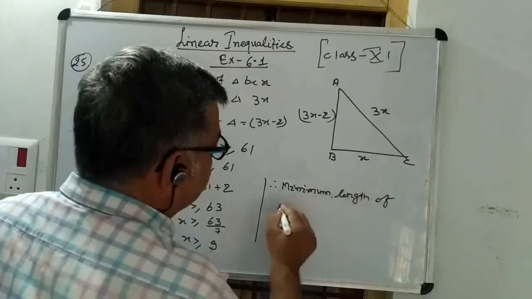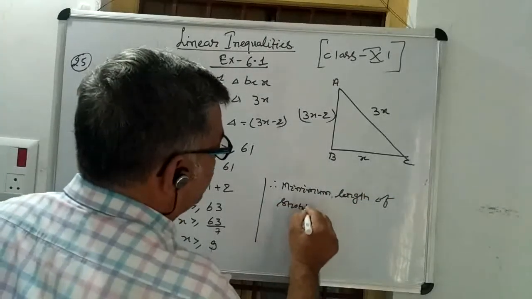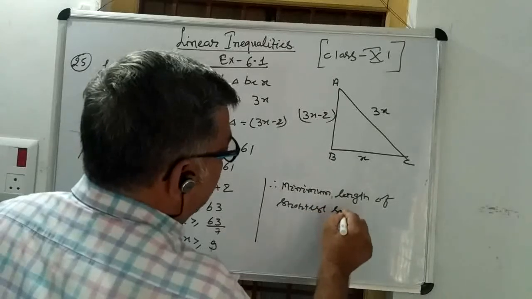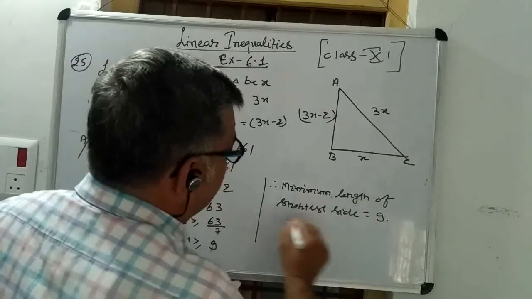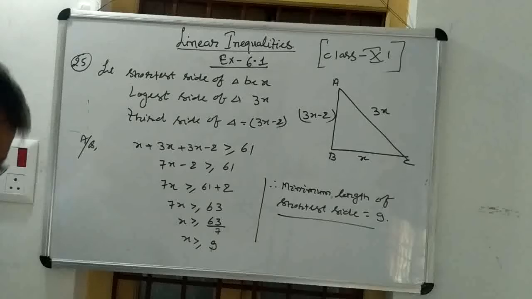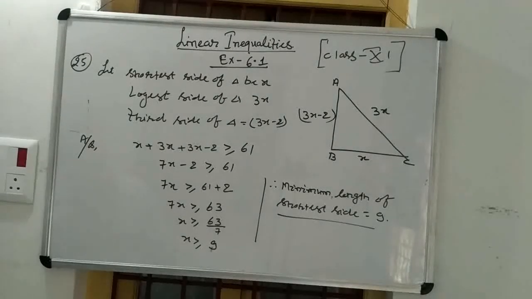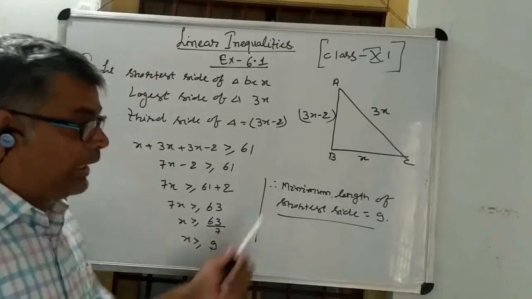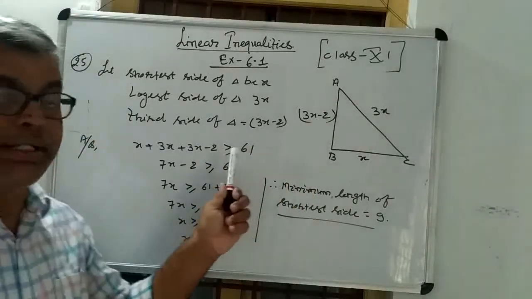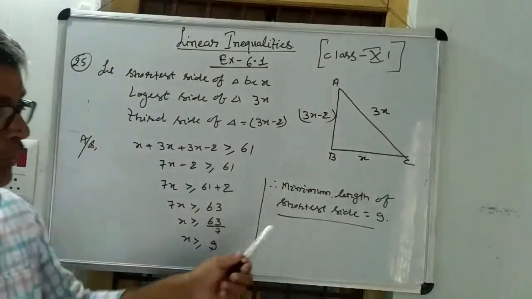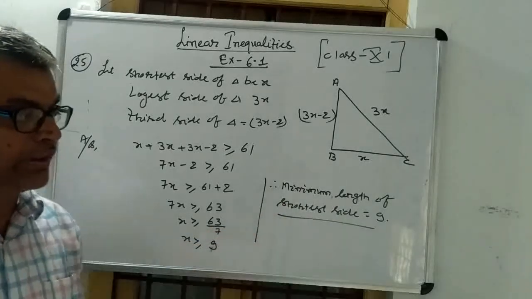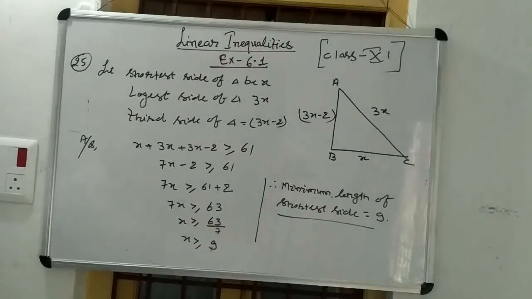therefore minimum length of shortest side equals 9, because when the shortest side is 9 centimeter, or whatever the unit, its perimeter will be exactly 61. So the minimum length of the shortest side is 9.